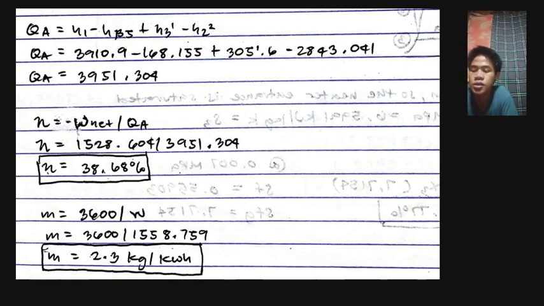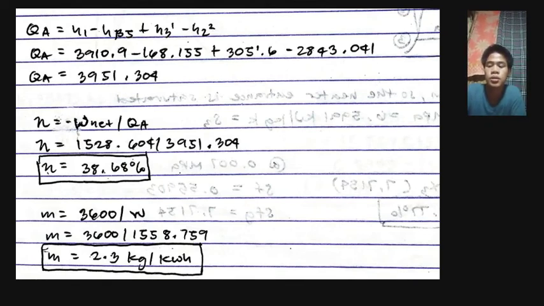Last, M equals 3,600 over work or W. So W for work is 1558.759 and calculating it, M equals 2.3 kilograms per kilowatt hour. Okay, thank you.